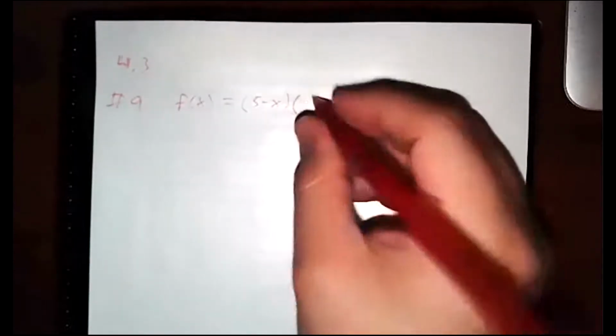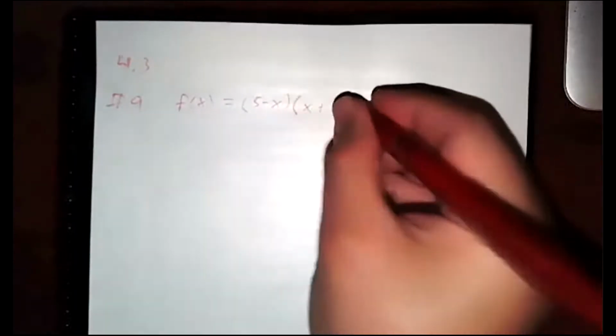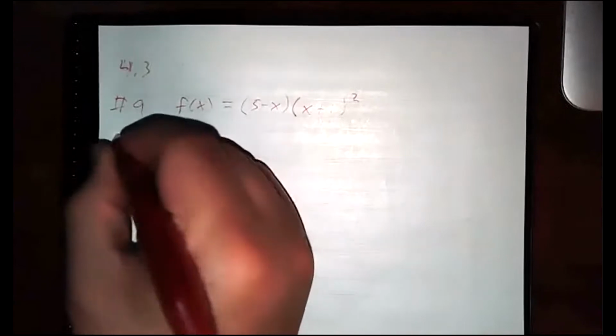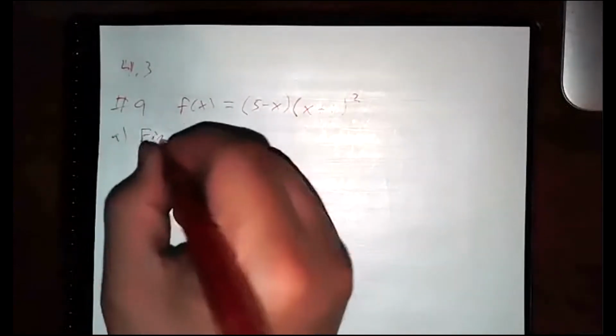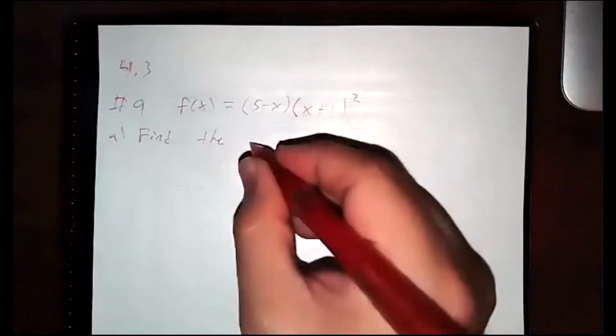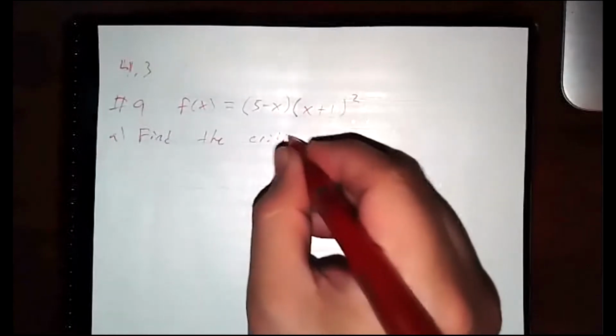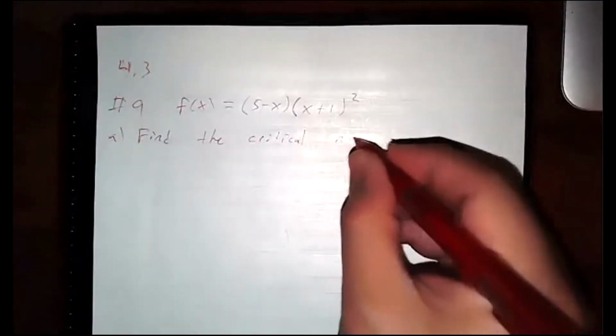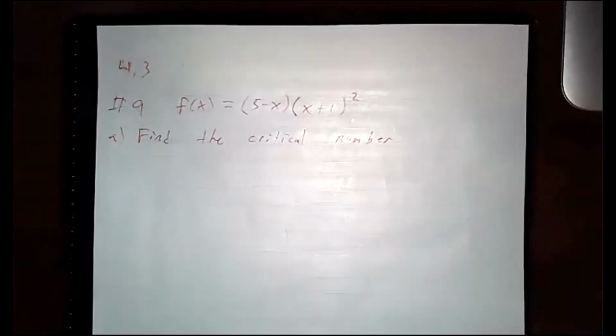Because f of x equals (5 minus x) times (x plus 1) squared. So number 9 says, on part A, find the critical numbers. And all those happen whenever the derivative is 0. So you have to start with the derivative.